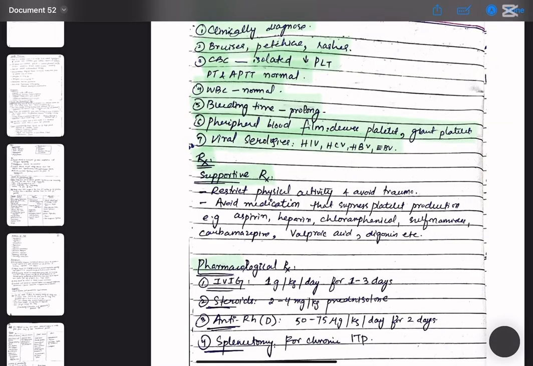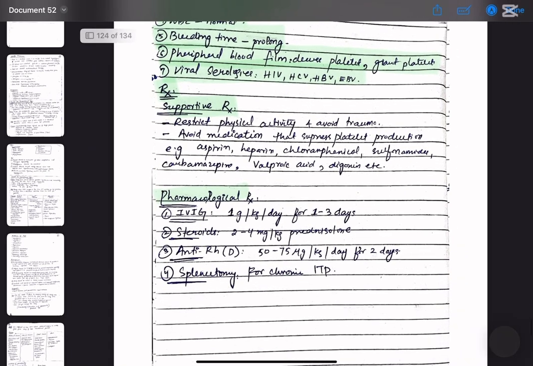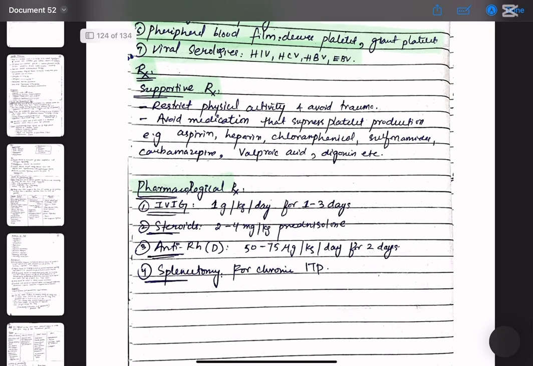Now, the treatment is supportive treatment and pharmacological treatment. In supportive treatment, restrict physical activity and avoid trauma. Avoid medications that suppress platelet production, for example aspirin, heparin, chloramphenicol, sulfonamides, carbamazepine, valproic acid, and digoxin. Pharmacologically, intravenous immunoglobulin, 1 gram per kg per day for 1 to 3 days, is given. Steroids are given, prednisolone 2 to 4 milligram per kg. Anti-RhD factor, 50 to 70 microgram per kg per day for 2 days, is given. And splenectomy is done for chronic ITP.